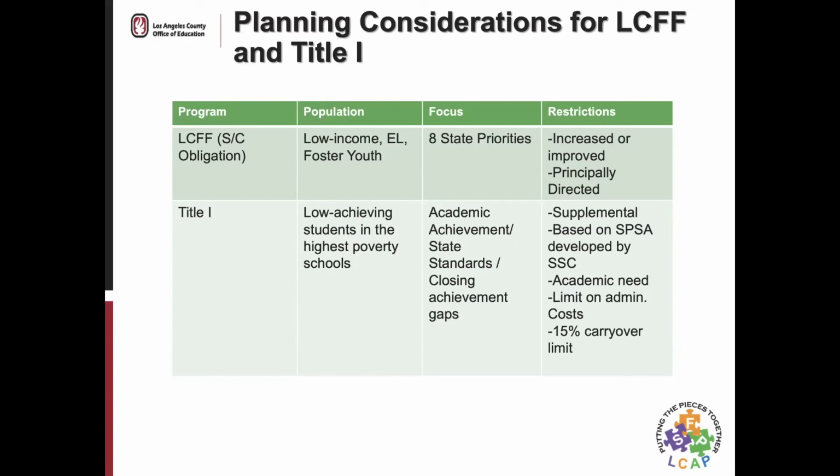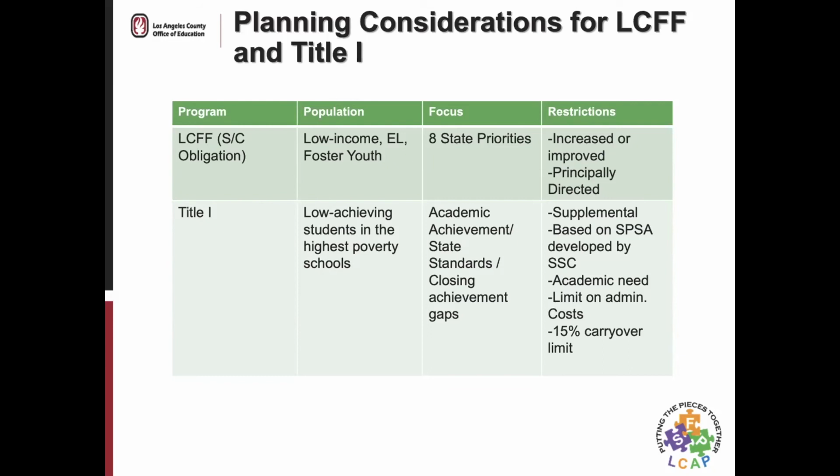Now, Title I, the difference is that the population are low achieving students in your highest poverty schools. So Title I is allocated to high poverty schools. There is a poverty factor there. The funds go to schools, but the services are based on academic achievement. So the student population is low achieving students. The focus, academic achievement towards state standards, closing the achievement gap, not as broad as the 8 state priorities. Restrictions: it needs to be supplemental, based on your school plan, developed by the school site council, have an academic need, and you have a limit on your administrative costs and carryover. So you can see the differences in those 2 programs.